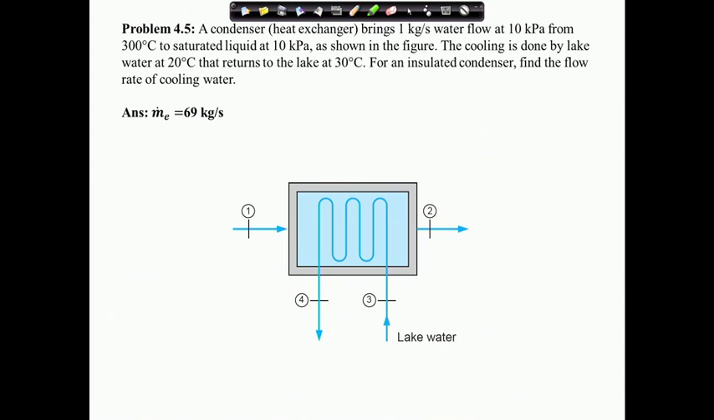It brings 1 kg per second water flow at 10 kPa from 300 degree centigrade to saturated liquid at 10 kPa as shown in the figure. The cooling is done by lake water at 20 degree centigrade that returns to the lake at 30 degree centigrade. For an insulated condenser, find the flow rate of the cooling water. So, what is a heat exchanger?